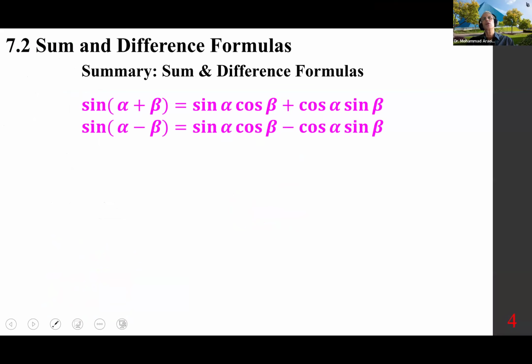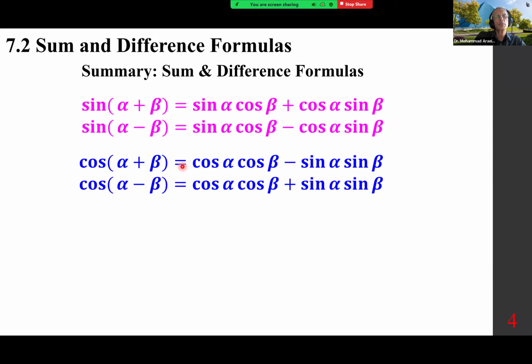And now we are looking at new identities. Here's the summary of this section. Sum and difference formulas. Sine of alpha plus beta is sine alpha cosine beta plus cosine alpha sine beta. Sine of alpha minus beta, basically if you change the beta to minus beta, this remains the same and this one becomes minus. So sine alpha cosine beta minus cosine alpha sine beta. Cosine of alpha plus beta is cosine alpha cosine beta minus sine alpha sine beta, and cosine of alpha minus beta is cosine alpha cosine beta plus sine alpha sine beta.